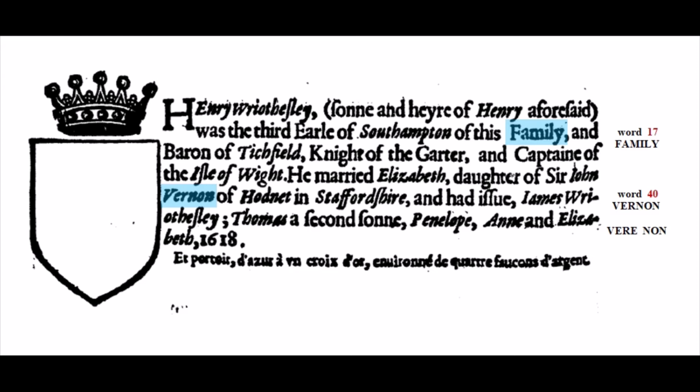In the following paragraph, we get details about Wriothesley, his titles, his wife, and issue. From the beginning of the paragraph, the 17th word is family, and if we keep counting, the 40th word is Vernon, spelled V-E-R, non. The word non indicates negation or exclusion. If we exclude non from Vernon, we're left with V-E-R or Vere. But it might also be suggesting that Wriothesley was excluded from being a Vere. Vere, non.